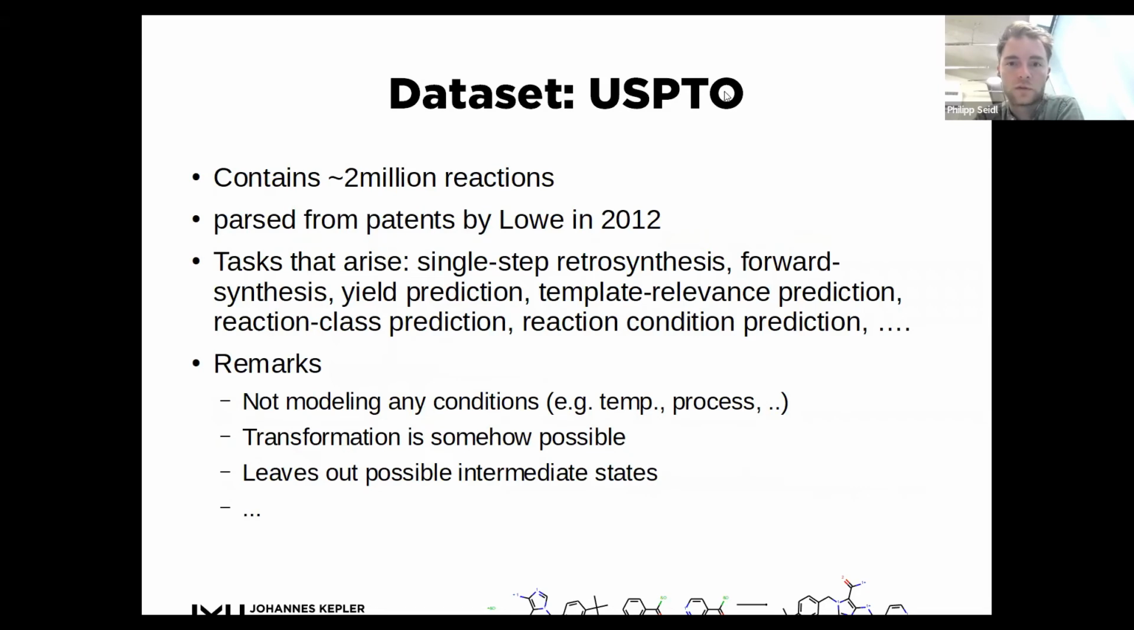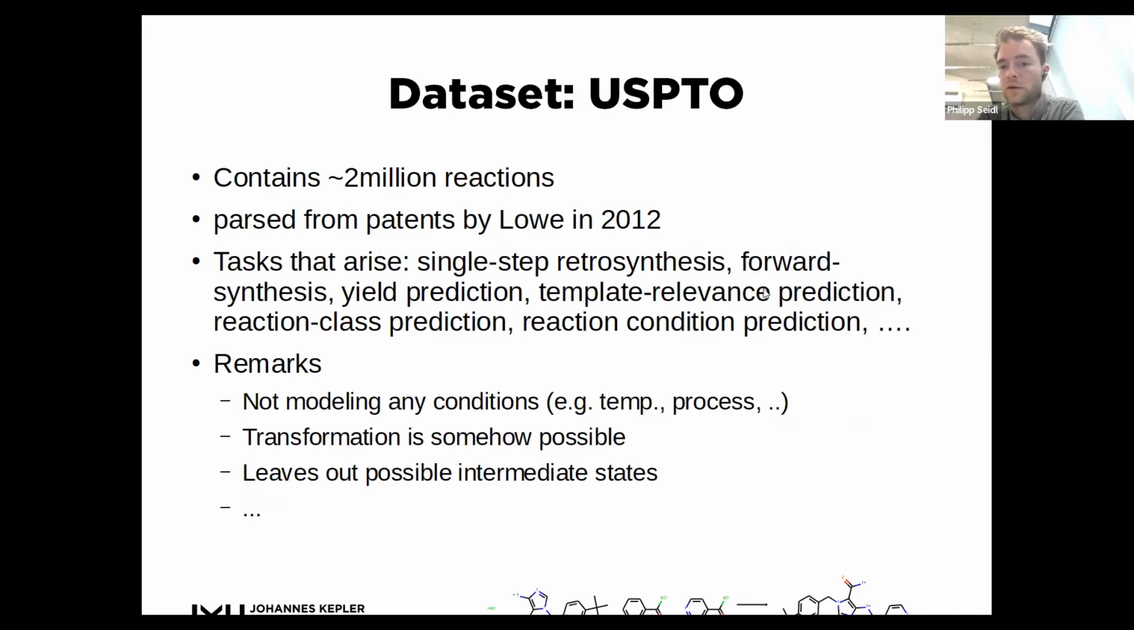So we were using the USPTO dataset. It was parsed from patents and was done in 2012 by Lowe, and contains roughly 2 million reaction equations. The tasks that arise are quite interesting, so it's a really cool dataset. You can do single-step retrosynthesis, but also forward synthesis. A very challenging task is yield prediction, also because the yield varies depending on who is performing the reaction, but nevertheless this is a task that is performed.